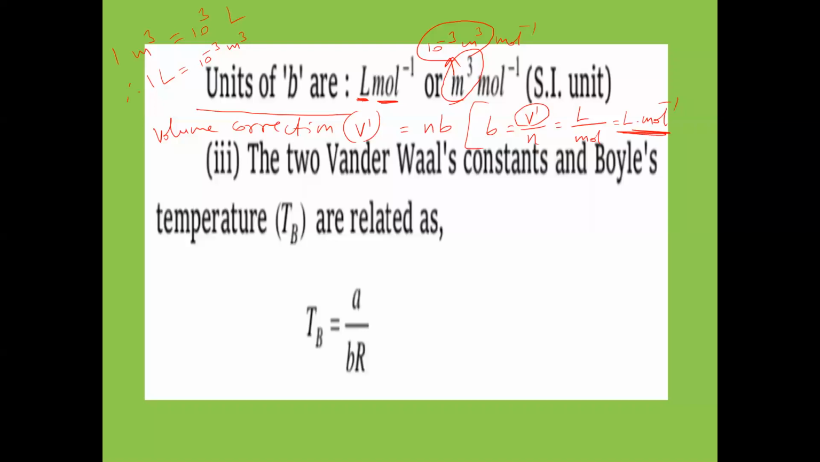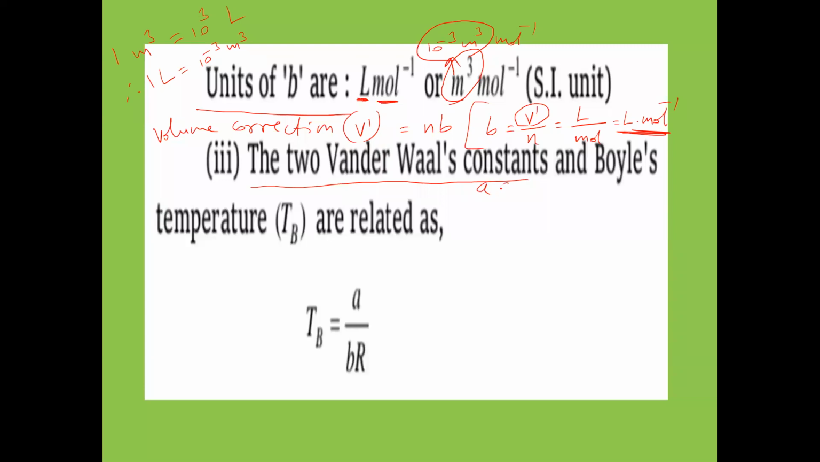Is that clear? So the B indicates what here? B is the size of gas molecule, otherwise volume of gas molecule. Next, what are the units of B here? Units of B: liter per mole.